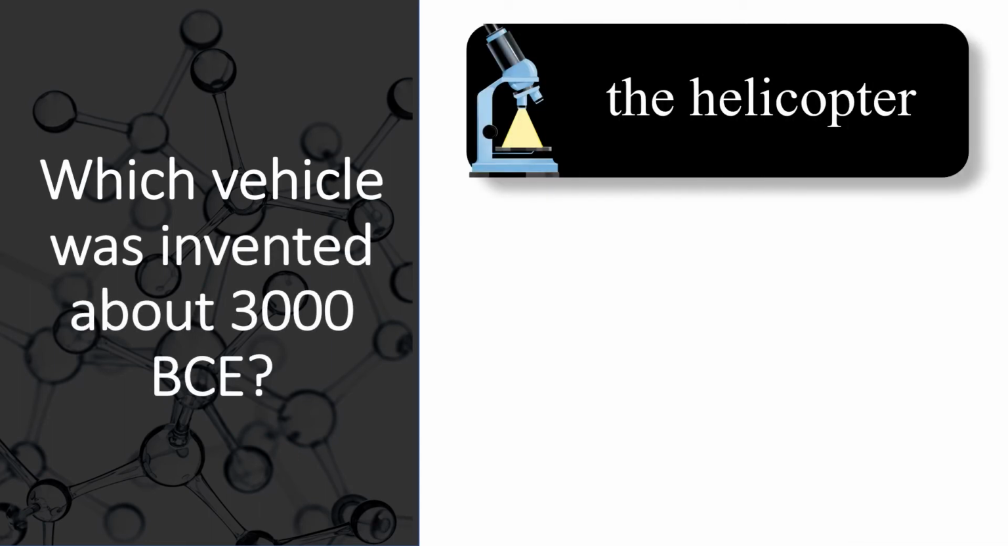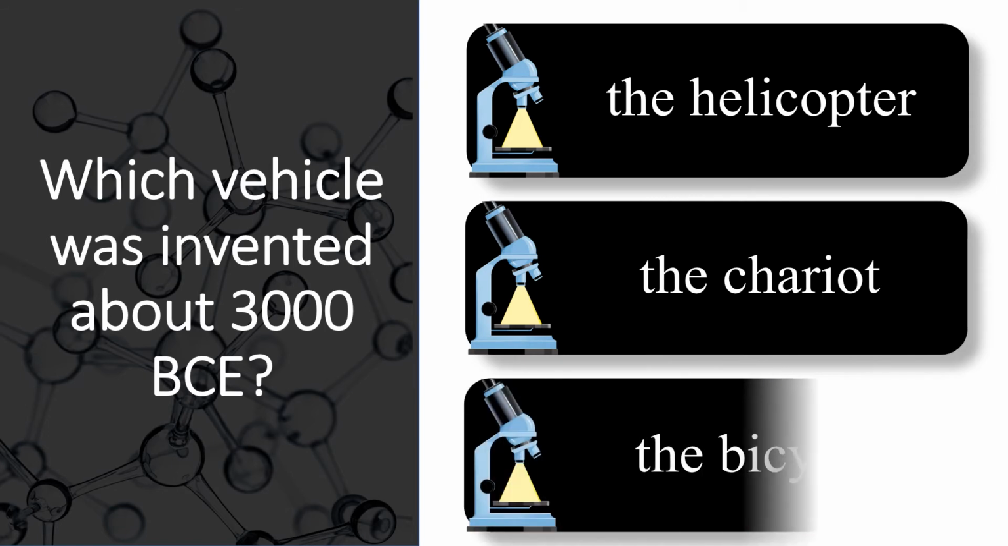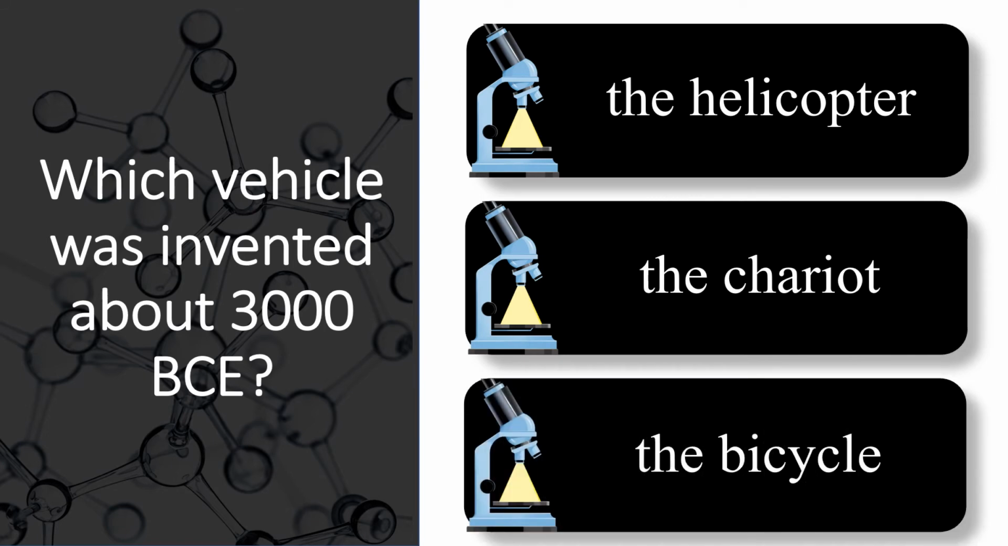Which vehicle was invented about 3000 BCE? Is it the helicopter, the chariot, or the bicycle?